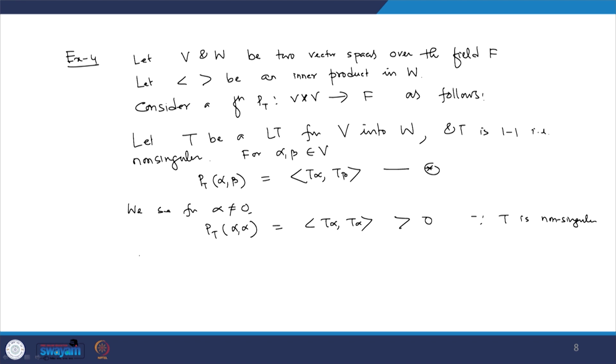You can also check that it satisfies all the other axioms, because this definition itself is saying an inner product in W, but it is basically introducing an inner product in V. So, PT is an inner product in capital V. So, from a given inner product in W, we are able to introduce an inner product in V.